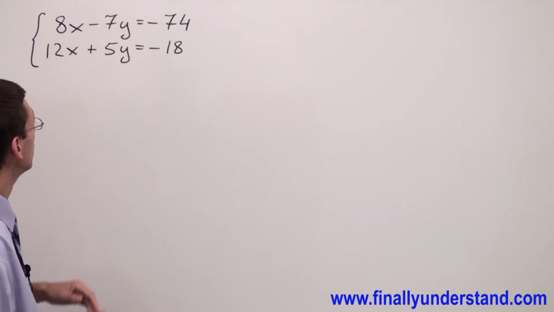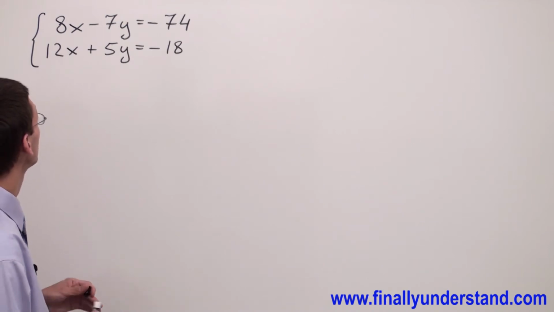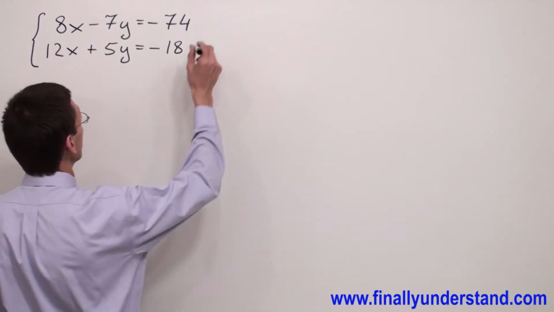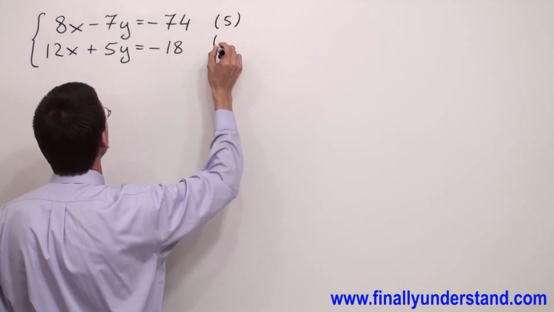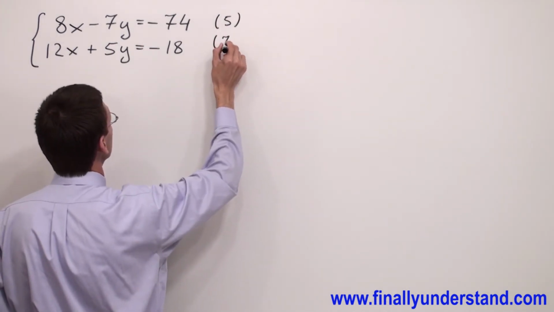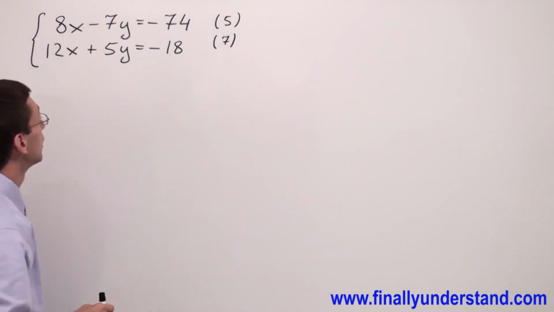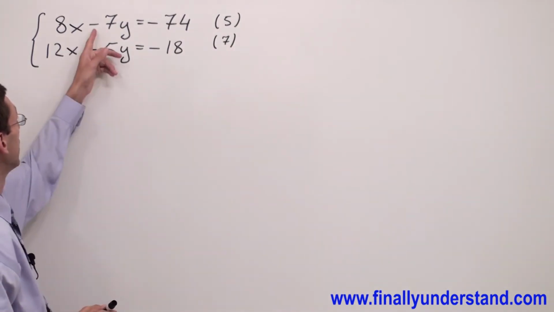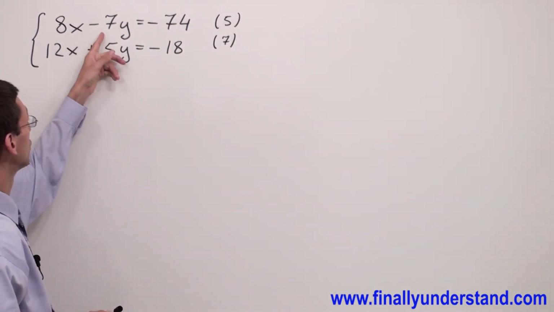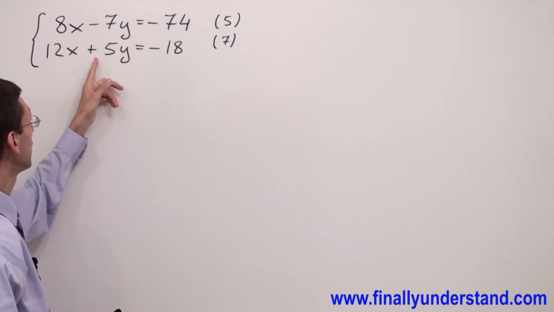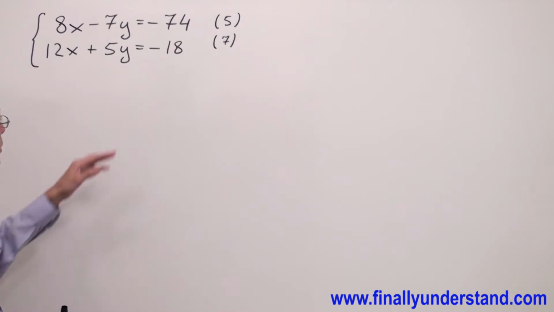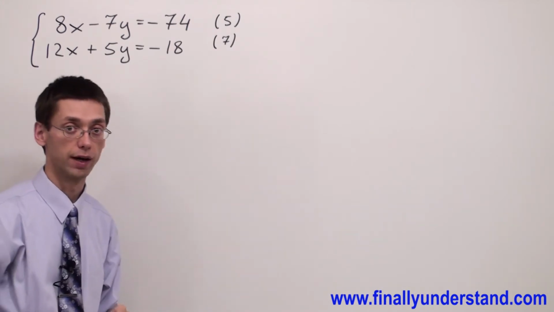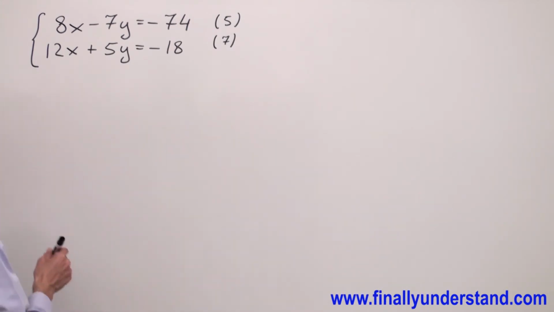If I multiply the first equation by 5 and the second equation by 7, I'm going to make negative 35 over here and positive 35 over here, so I'm going to be able to eliminate the y variable. So let's perform multiplication.